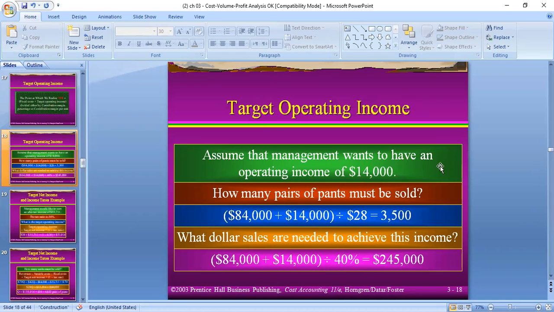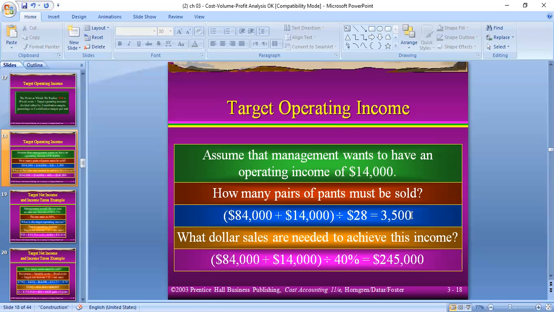How many pairs of pants must be sold to realize 14,000? You have to add the 14,000 to the 84,000 fixed cost, then divide by 28, the contribution margin per unit, to get the quantity. That is fixed cost plus the required target operating income, divided by 28, which gives 3,500 units.